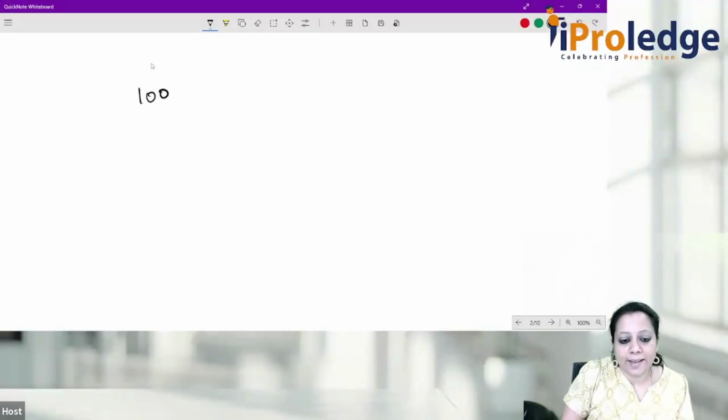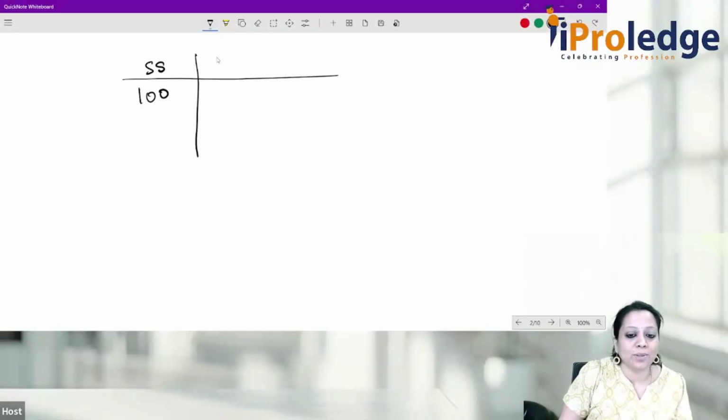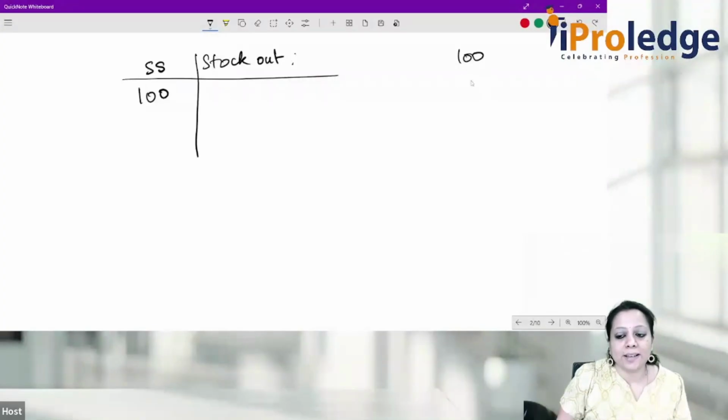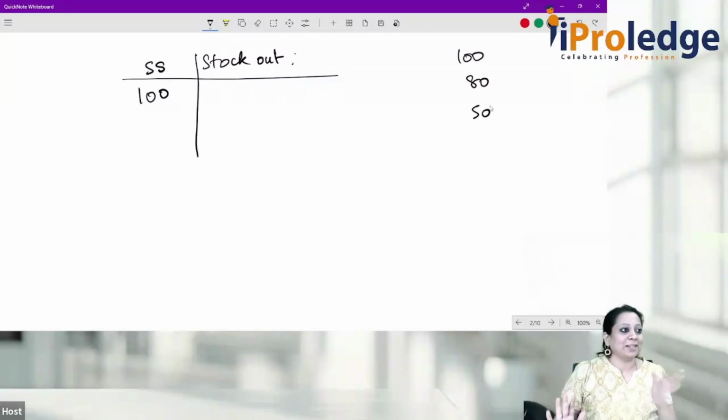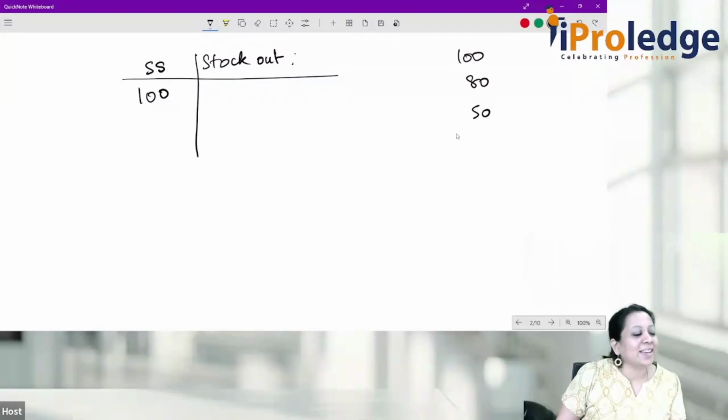So 100 is the safety stock. Now, I have explained that so many times, so I remember it also. So the stock out is going to be how much? The stock out was 100, 80, 50. Up to that, I remember. Okay, students? To this extent, I will explain. 2010. See, our students are also remembering it.